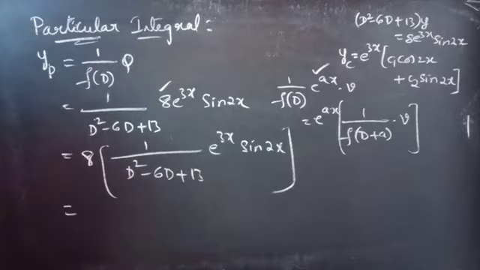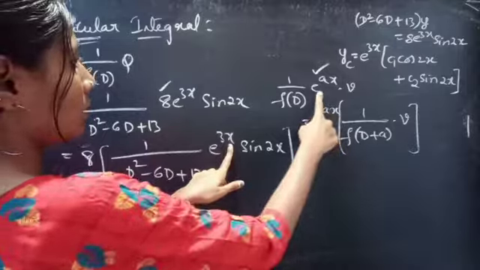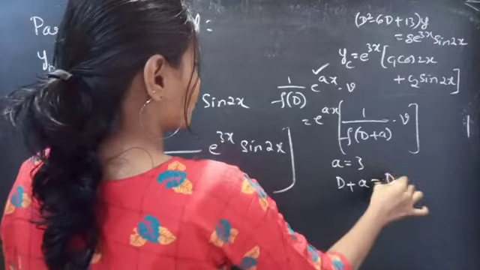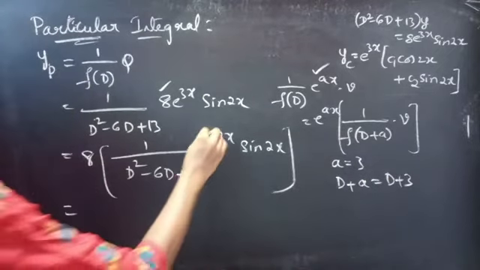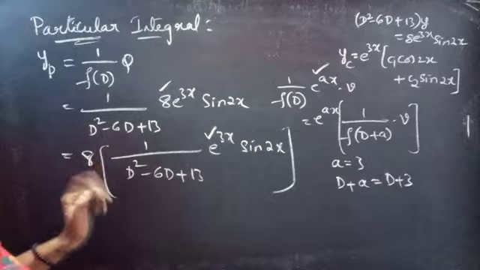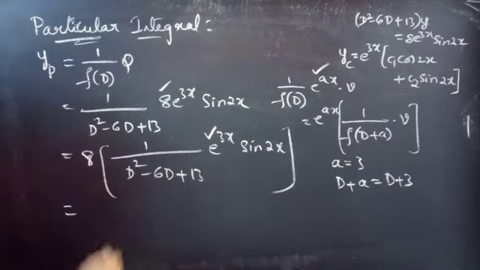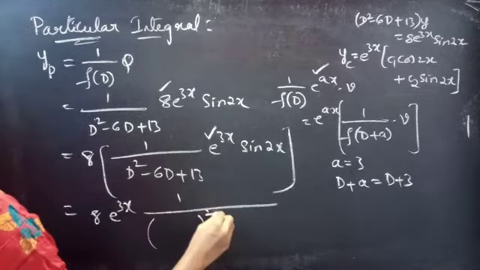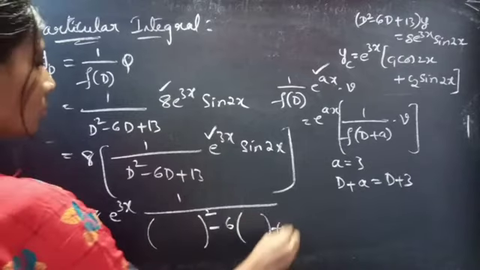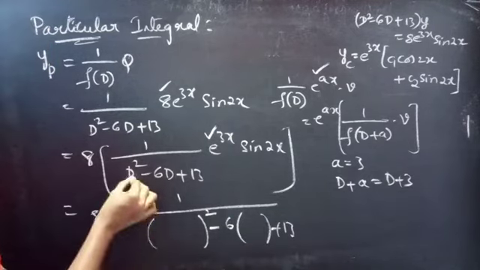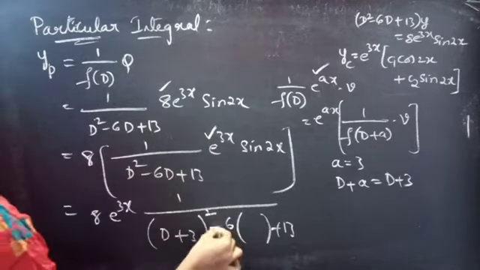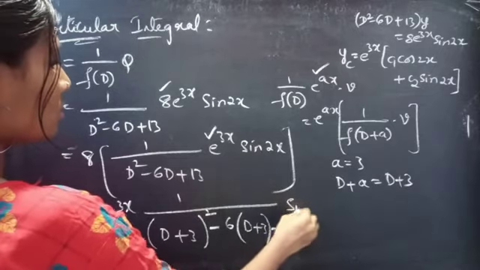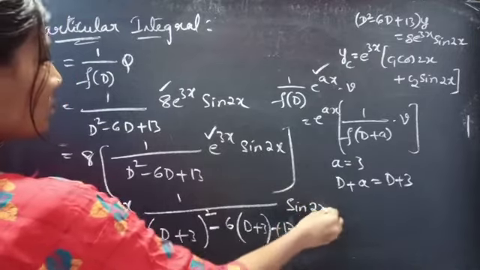Compare e power 3x with e power ax, then for a equals 3, we'll find D plus a, which is D plus 3. Now shift e power 3x towards left by replacing D with D plus 3. We'll get 8 into e power 3x into 1 by D plus 3 whole square minus 6 into D plus 3 plus 13 into sine 2x.